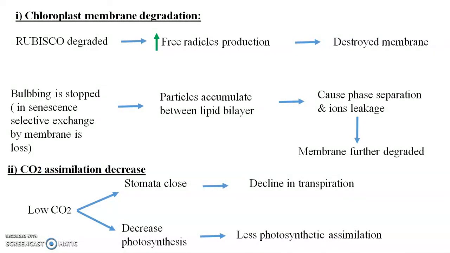Second, chloroplast membrane degradation. Rubisco present in the leaves is degraded. Due to this, free radical production increases and ultimately destroys the membrane. Bulbing is stopping. In senescence, selective exchange by the membrane is lost. Due to this, particle accumulation between lipid bilayers occurs, causing phase separation and ion leakage, and ultimately the membrane is further degraded. Second, CO2 assimilation decreases.